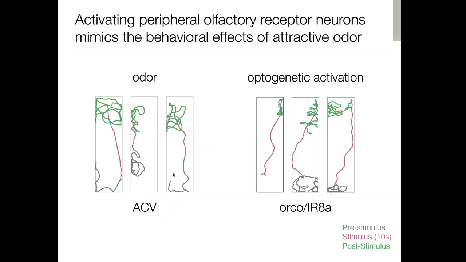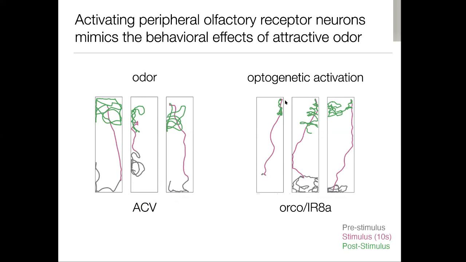So here he's showing data from the same flies. In the same flies, if we present apple cider vinegar or we optogenetically activate a large number of olfactory receptor neurons, we get very similar behavior. In the presence of odor or during activation, the flies accelerate, they turn and run upwind. And when the odor stops or the optogenetic lights shut off, the fly will start a search behavior.